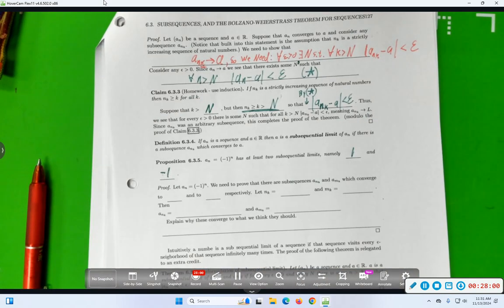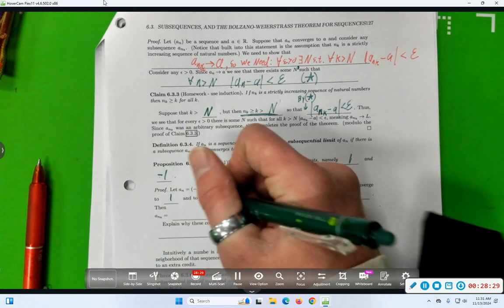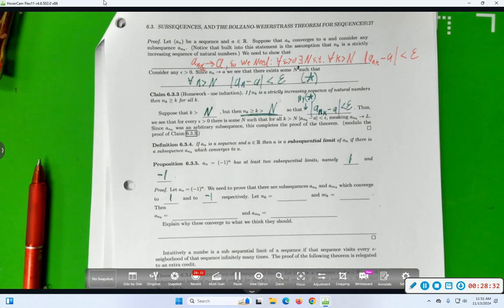But let's prove at least a bit of this. (-1)^n has at least two subsequential limits, namely 1 and -1. So let's do that. Let a_n be (-1)^n, and then take two different subsequences, a_{n_k} and a_{m_k}, each with a strictly increasing index sequence, which converge to 1 and -1, respectively.